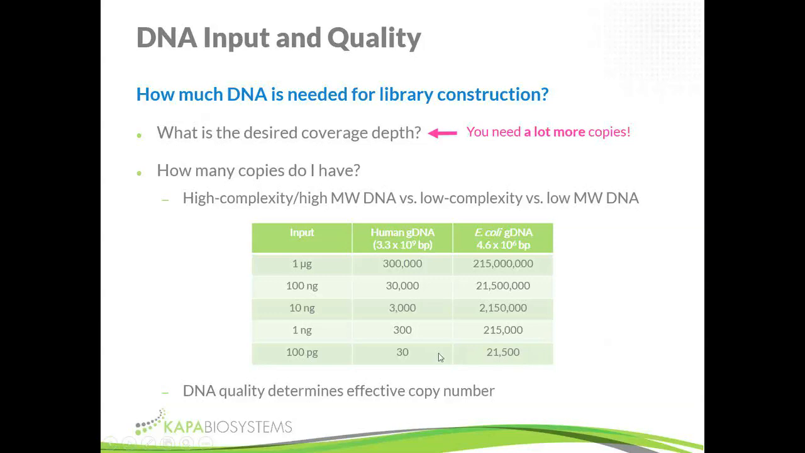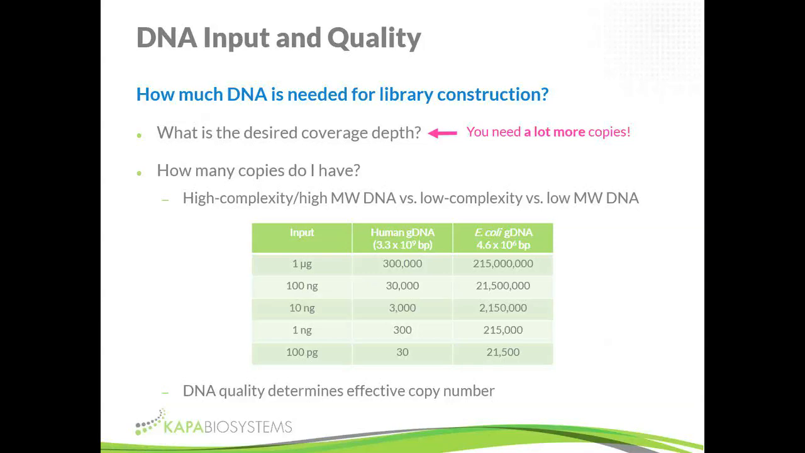So for instance, if you have FFPE DNA, you may have 100 nanograms of FFPE DNA and think there's 30,000 copies. But because of the damage in the FFPE DNA, some of the DNA can't be end repaired, some of it can't be A-tailed, some of it can't be ligated, a lot of it can't be amplified. And so the effective copy number depends on the quality of the DNA. The lower the quality, the fewer copies you're going to have for the nanograms you have.